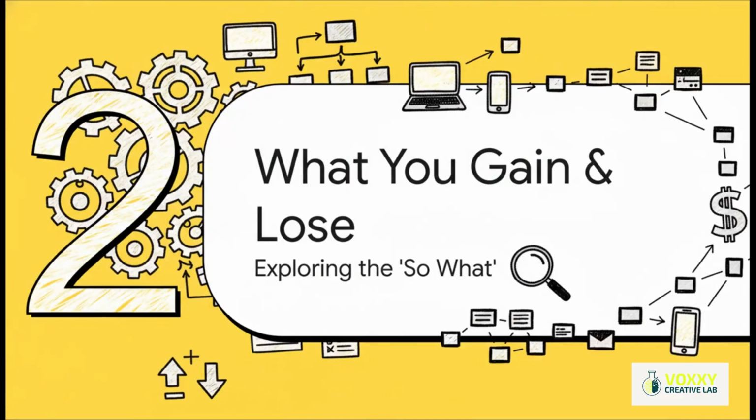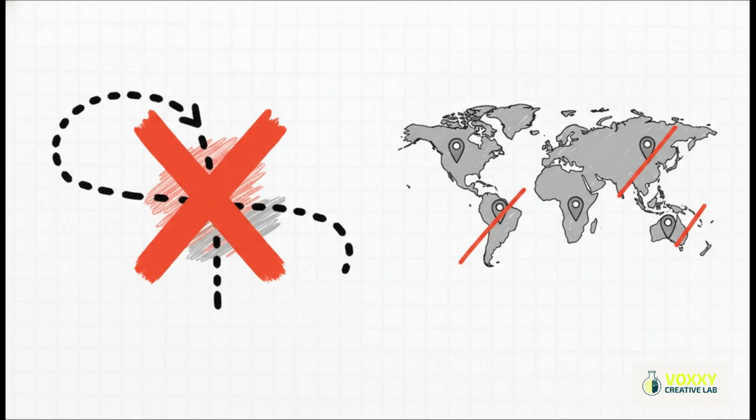Okay, so we get the what, but now it's time for the really important part, the so what. I mean, what does this actually change for your day-to-day work and your campaign results? Let's get into the gains and losses. Now, no change is perfect, so let's be real about what you're giving up. First off, IP address data is gone. That's going to make super specific geographic targeting a bit tougher.